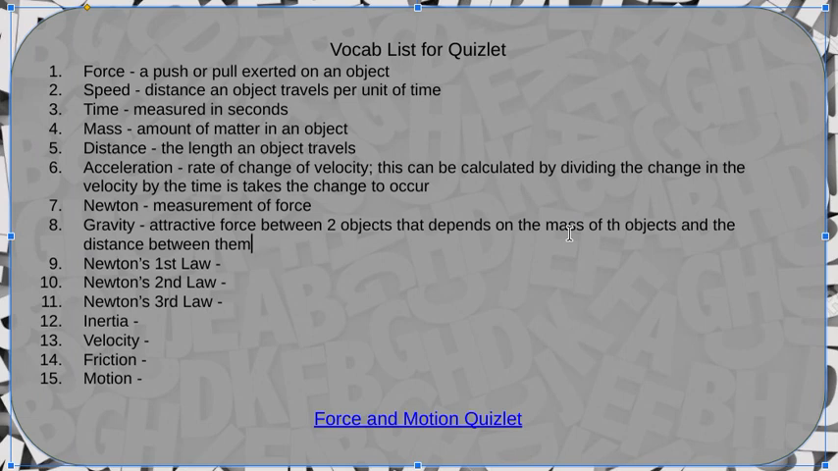Excuse me. So the distance between the objects matters, and the mass of the objects matters. Newton's first, second, and third law, we'll jump back to that in just a second. Let's jump down to inertia. It's a tendency.